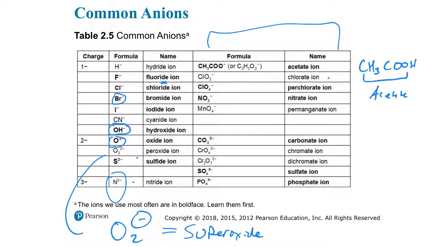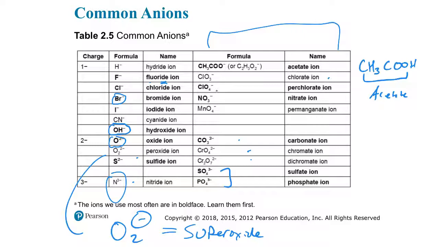ClO3- is chlorate, ClO4- is perchlorate, NO3 with a minus is nitrate. We have permanganate shown, carbonate, chromate, dichromate, sulfate, and phosphate ions shown. Phosphate, sulfate, take note here. Note the charge and the number of oxygens within these formulas.